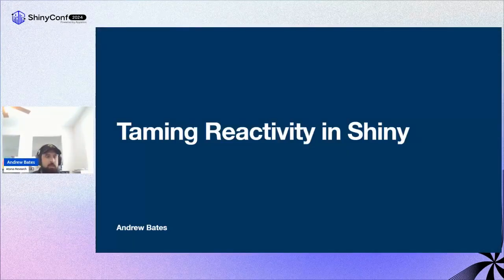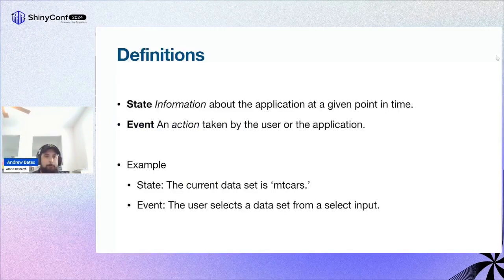Thank you. Right, so today we're going to talk about reactivity and state management in Shiny applications. Before I start, I'd like to define two key terms here. When I say state, I mean really any information about the app at any point in time. And an event is some action taken by the user or the application. So maybe you have an app that lets users choose from different data sets. An example of state would be the current data set is mtcars. And an event might be the user clicks an option from a select input.